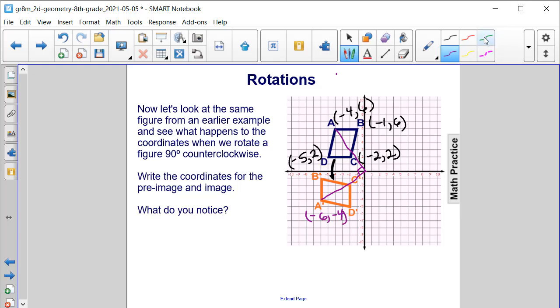Okay, now let's look at point B. So point B goes here and B prime is here. Again, we can see the 90-degree counterclockwise angle that's forming here. And point B prime has the coordinates of -6, -1. Point C prime has the coordinates -2, -2. And the coordinates of D prime are -2, -5.